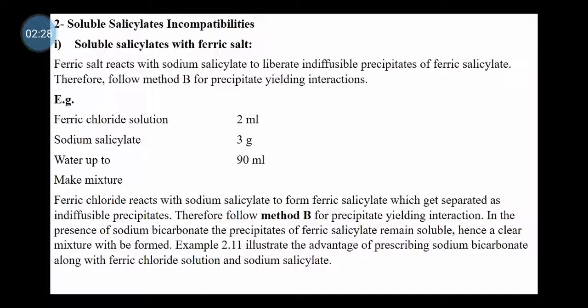Ferric chloride, when it combines with the sodium salicylate, forms ferric salicylate, which is an indiffusible precipitate, and therefore we follow method B for precipitate yielding interaction. In this prescription, if suppose sodium carbonate is there, that ferric salicylate indiffusible precipitate gets converted into a soluble form. Means in the presence of sodium carbonate, the precipitate of ferric salicylate remains soluble and hence a clear mixture will be formed.